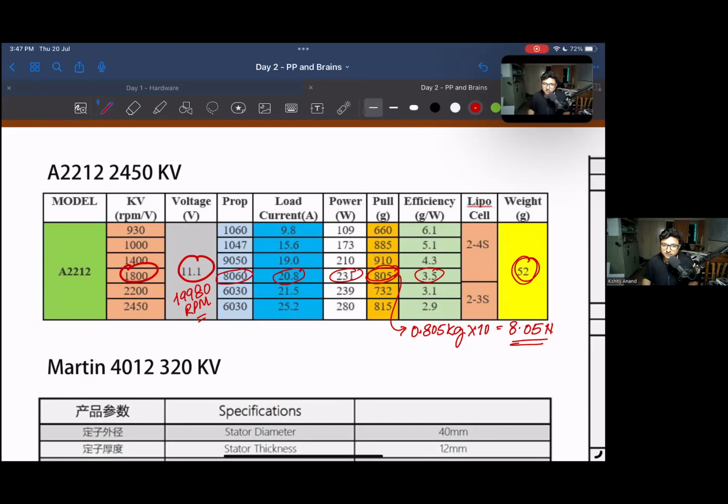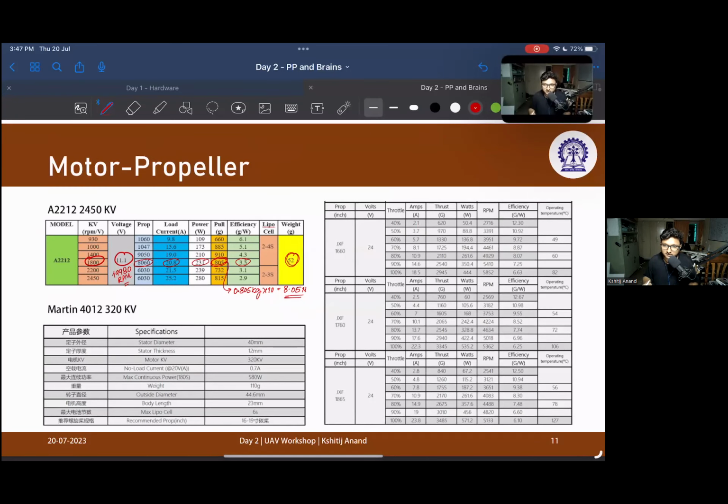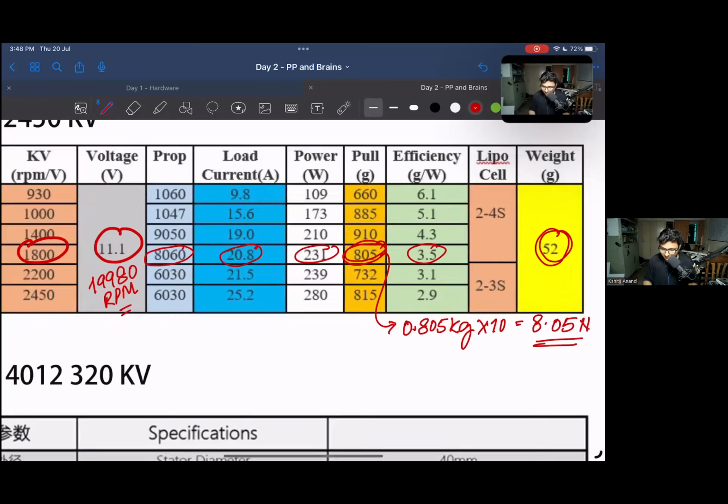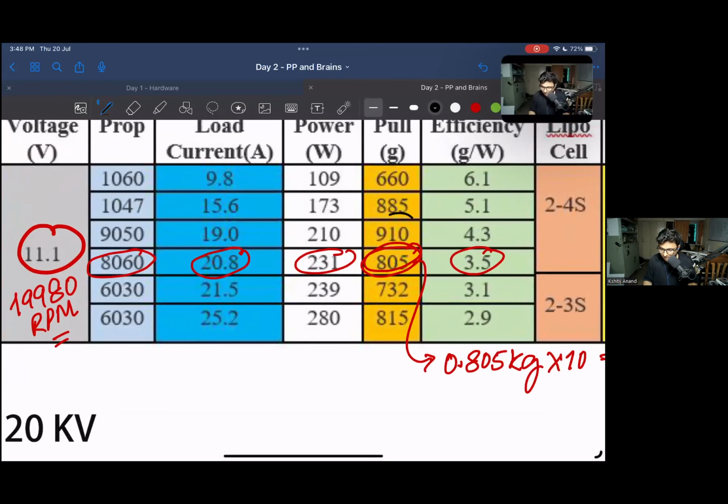So I told you that we have an aircraft that is going to have 2 kilograms of takeoff weight. It's a fixed wing aircraft that we are going to design. So what is the thrust to weight ratio that we can take? It is roughly 0.5 for fixed wing aircrafts. We can start there. So we can use this combination, the 910 one.